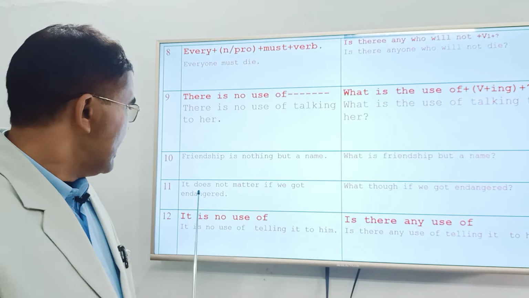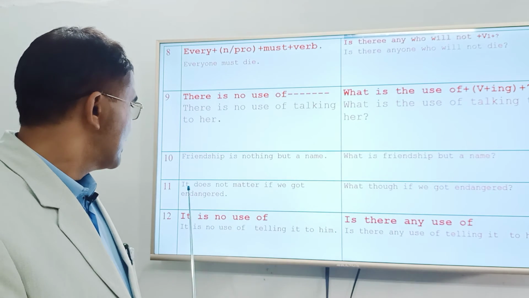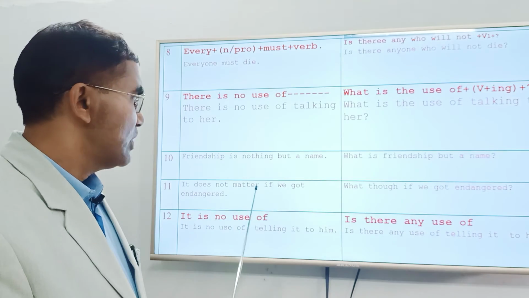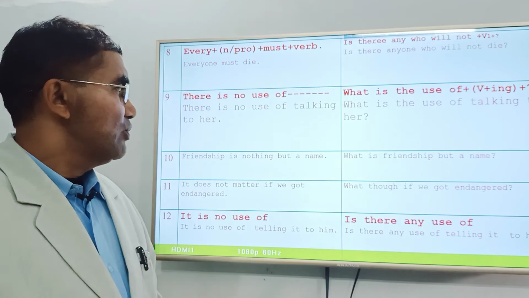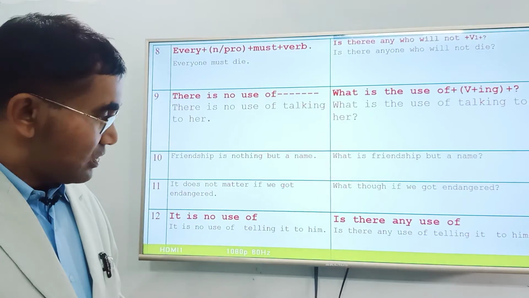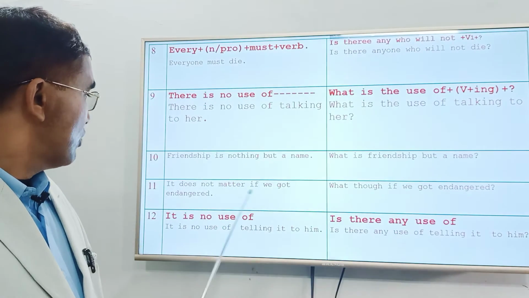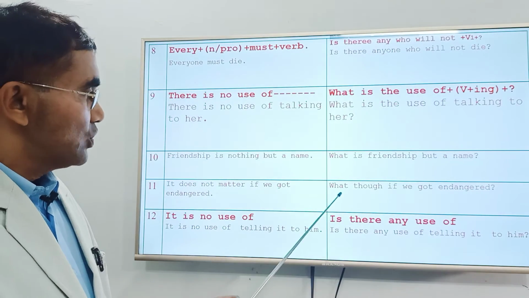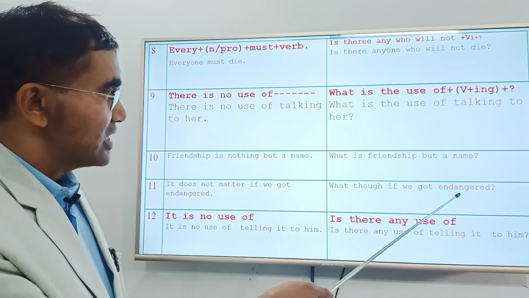Then it doesn't matter if we get endangered. So instead of it does not matter, we'll use what though. What though? It does not matter. We'll use what though instead of it doesn't matter. So, it does not matter if we got endangered. We'll use what though if we got endangered. What though if we got endangered?